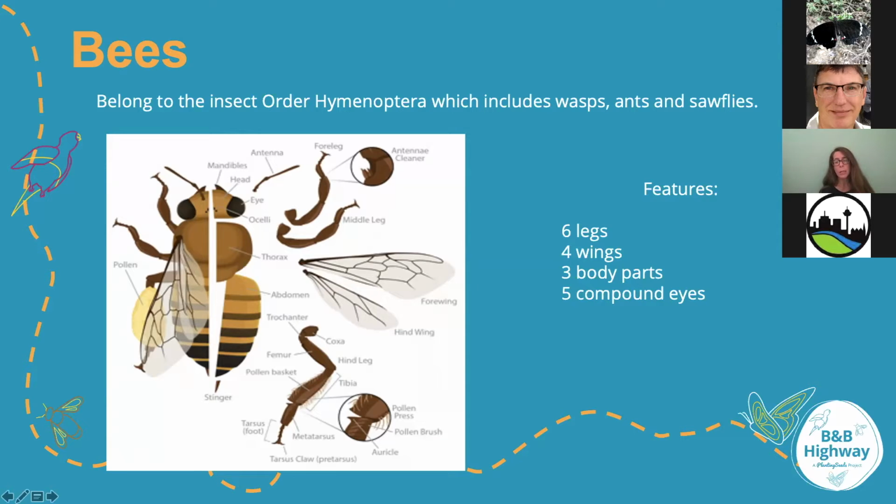But also to think that they are related, in the same group of animals as wasps, ants, and sawflies. So they're all related to each other, which I think is really interesting. We can see that bees have 6 legs, 4 wings, 3 body parts, and 5 compound eyes. Compound eyes means that it looks like it's one big eye, but it's made up of many, many, many smaller eyes. And we're going to look soon at the incredible way that bees see flowers differently to us.